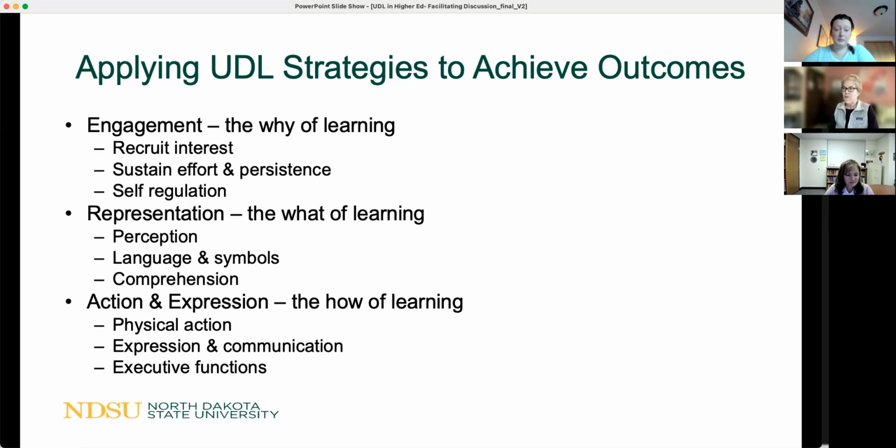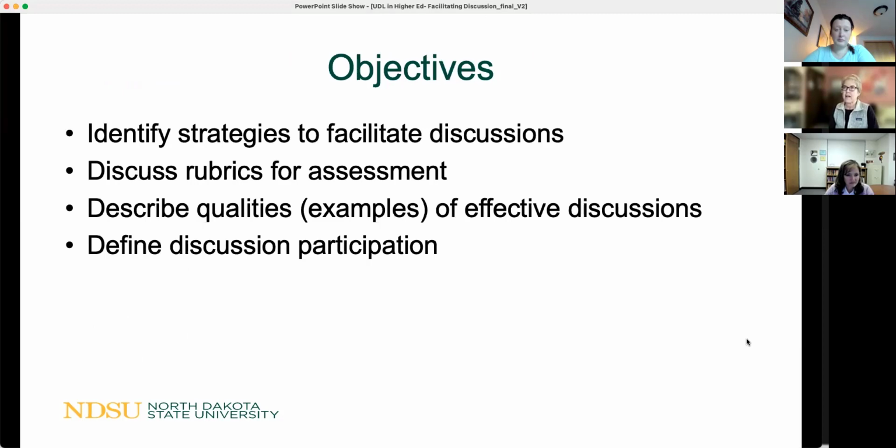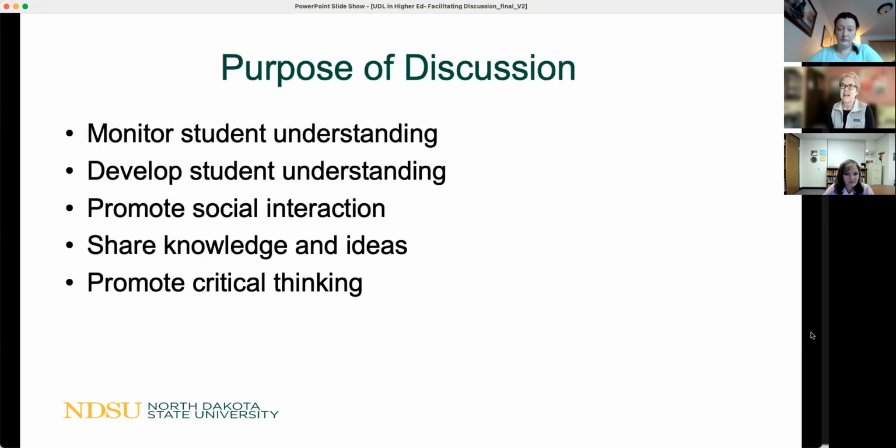So today we will be talking about discussions that Charlie mentioned. We'll identify some strategies to help facilitating discussions using the UDL guidelines. We'll discuss some rubrics for assessment. We'll describe the qualities or examples of effective discussions. And we'll talk about discussion participation. So I would like to turn it over to Stacy for the next slide.